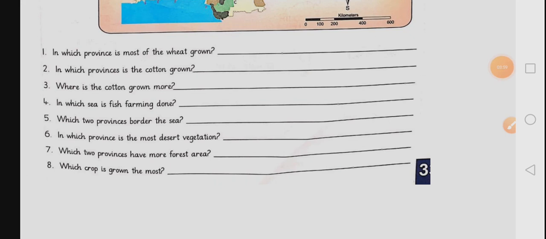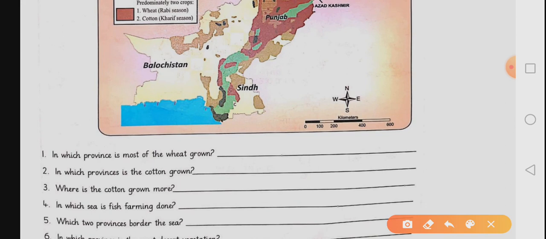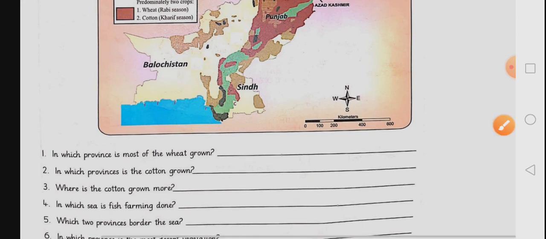The next question is, in which sea is fish farming done? Pakistan has a sea and its name is Arabian Sea, which is located in the south of Pakistan. Which two provinces border the sea? Let us have a look. Here are those two provinces, Sindh and Balochistan. They have border with the sea.